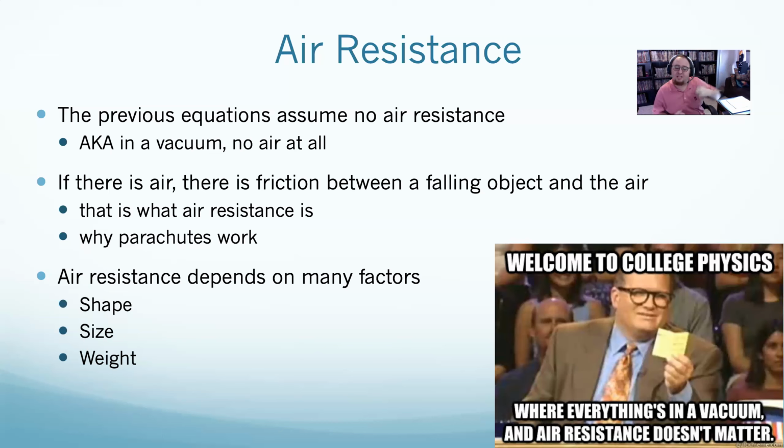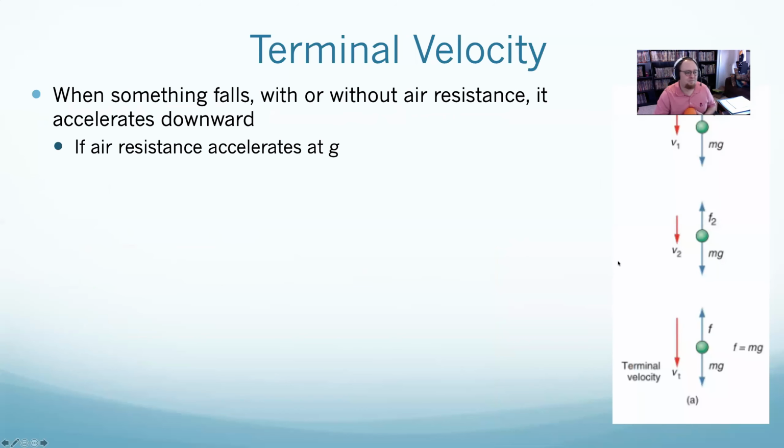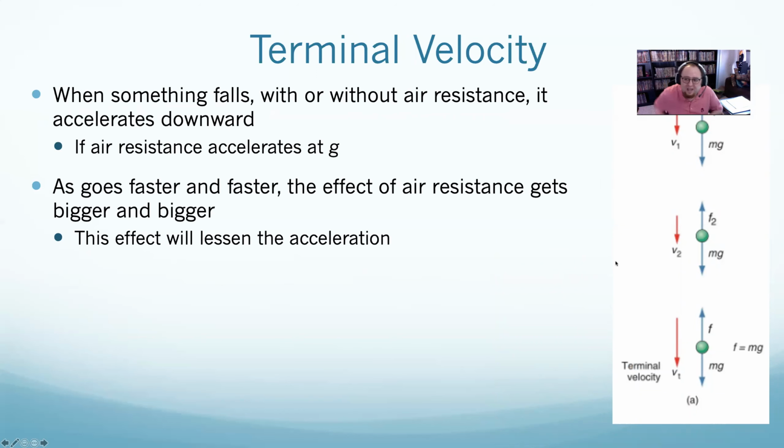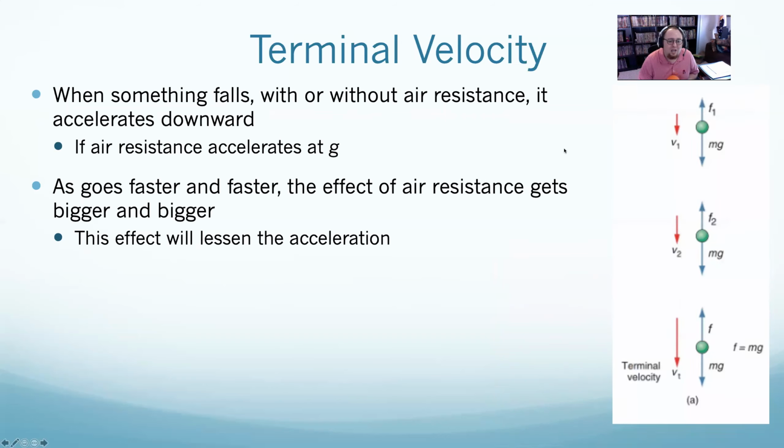But as it falls, it has an acceleration due to gravity. And as the acceleration due to gravity speeds it up, air resistance will increase. As it goes faster, the effect of air resistance will get bigger and bigger. That means the effect of air resistance will cause the acceleration due to gravity to get smaller. The faster it goes, the slower the acceleration will be, once again assuming that we have air resistance. And this will happen until you hit a maximum amount.